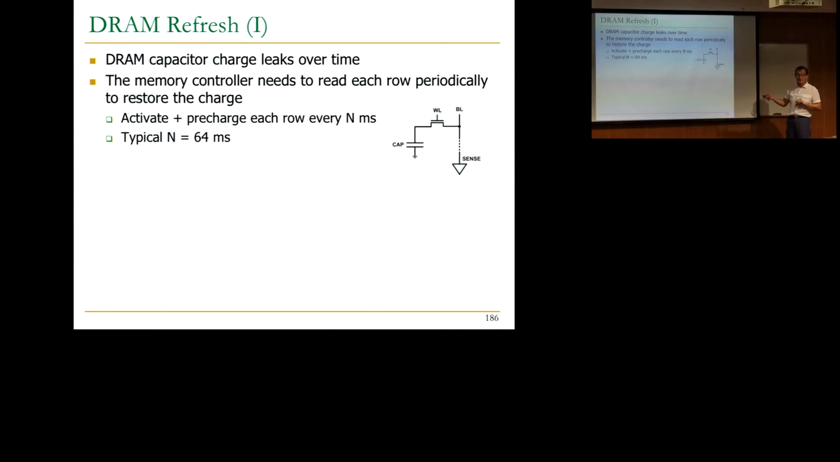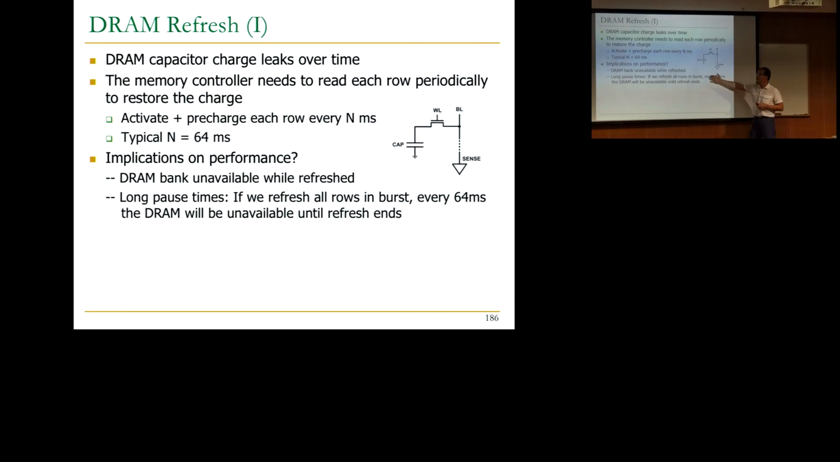Typical N is 64 milliseconds, but we're going to cover that. Basically, every 64 milliseconds, you need to refresh every single row because you don't want to lose data. This is the downside of DRAM technology. I think it's a big downside. So there are implications on performance. A DRAM bank is unavailable while it's being refreshed. But as I said, if you have this subarray level granularity, maybe you can make the subarray available. You get long pause times.